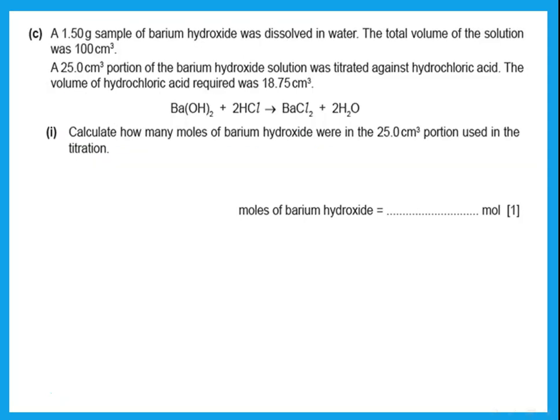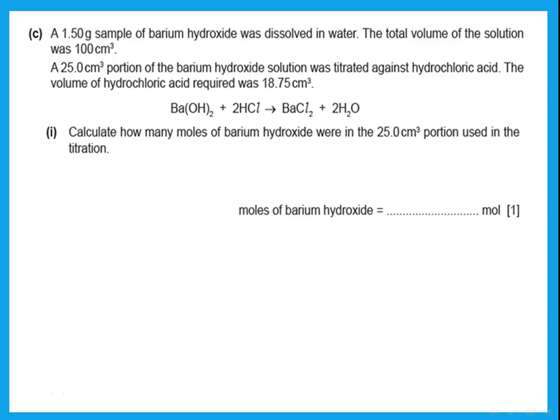Following? Getting easier? Okay. A 1.5 gram sample of barium hydroxide was dissolved in water. The total volume of the solution was 100 centimeter cubed. Then he took 25 centimeter cubed of this solution and titrated it against hydrochloric acid. So the 25 centimeter cube portion that he took was actually something that had 1.5 grams in 100 centimeter cube. The volume of hydrochloric acid required in the titration was 18.75 centimeter cube. So calculate how many moles of barium hydroxide were in the 25 centimeter cube portion used in the titration.